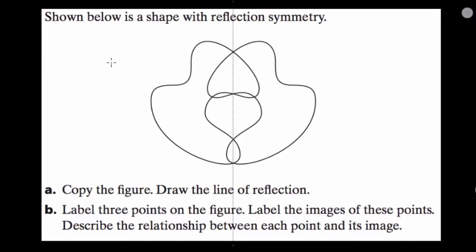Okay, so we're given a shape here and told it has reflection symmetry, and we need to draw the line of reflection. Well, first of all, I set this up so that the line of reflection appears right where we want it to, just so you can see how this shape might actually work if we were to try to draw it to highlight the symmetry.